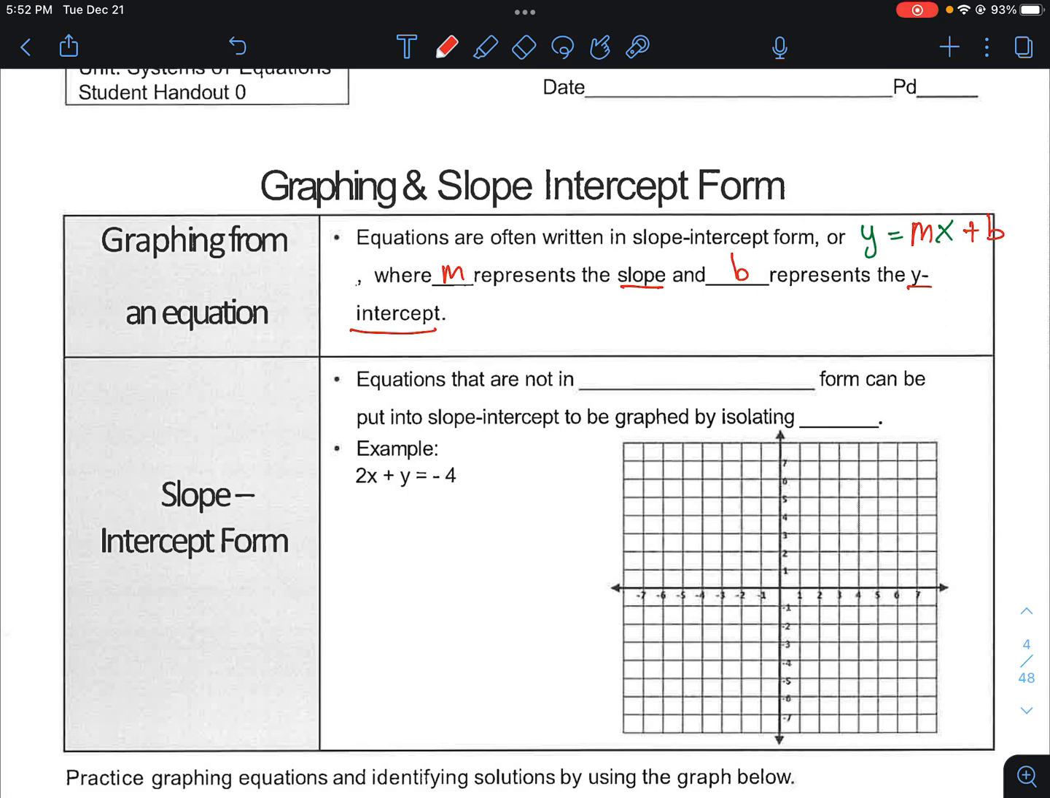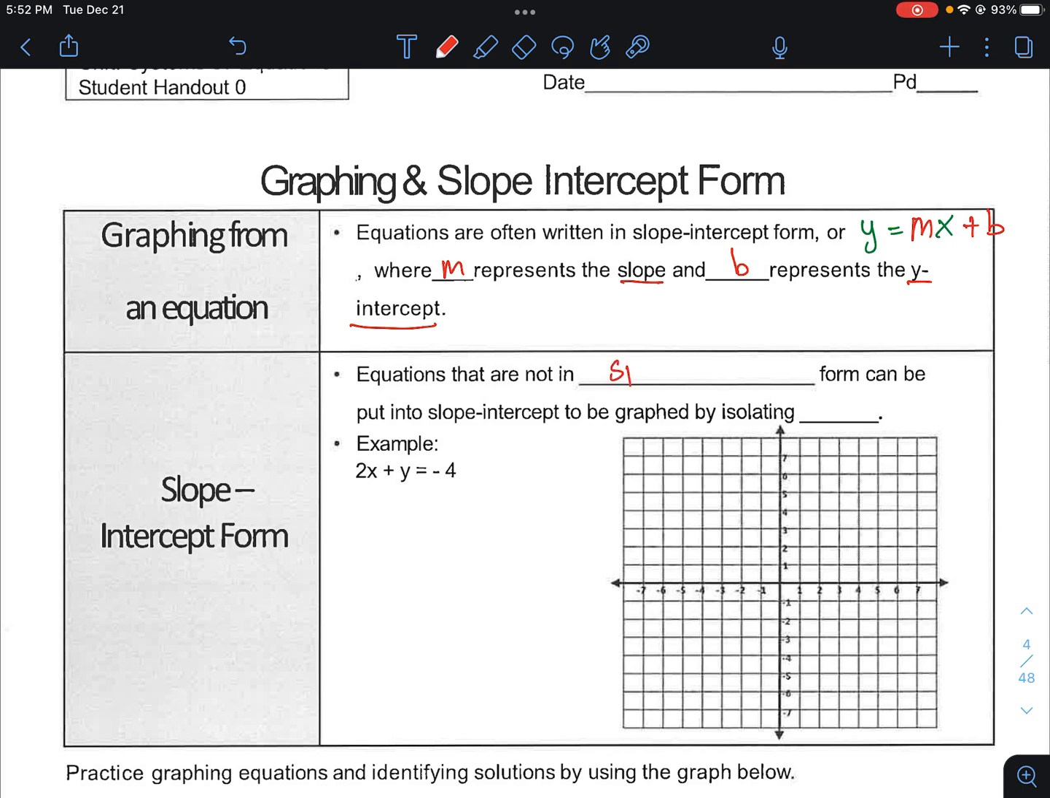Equations that are not in slope-intercept form can be put into slope-intercept form to be graphed by isolating the y variable. Whenever an equation with two variables, a y and an x variable, is written with y on one side of the equation by itself, it makes it easy to graph, because the slope is whatever is being multiplied with the x, and the y-intercept, or the starting point, is the constant being added or subtracted.